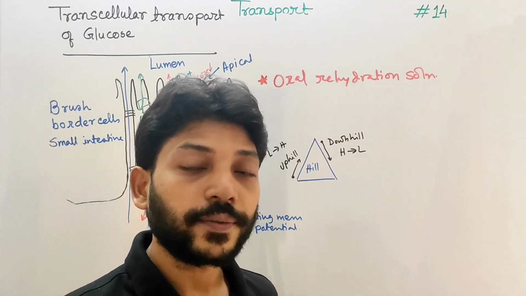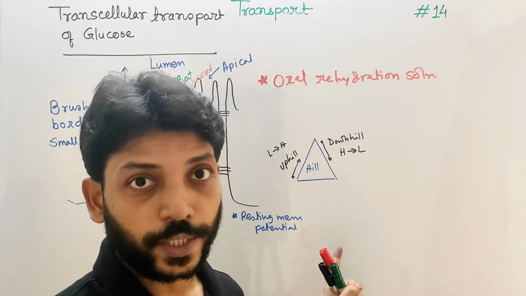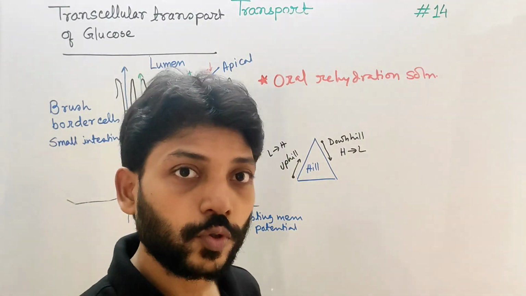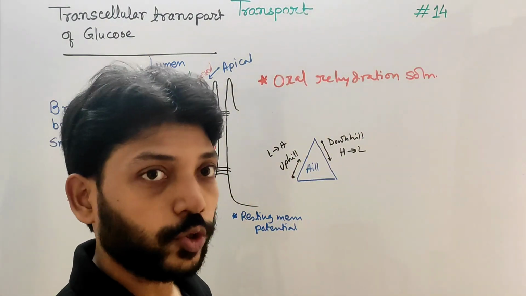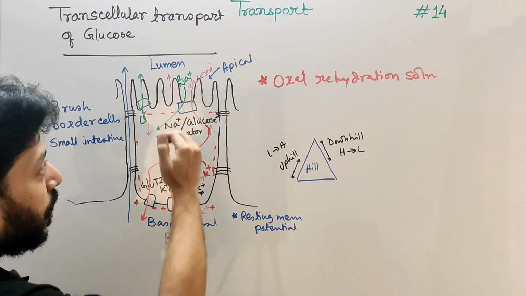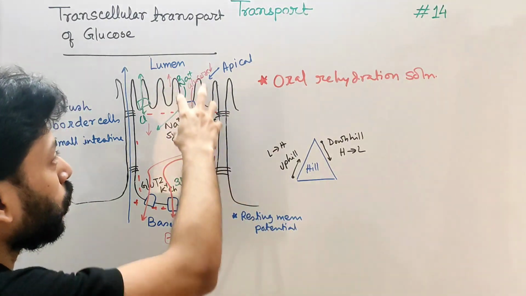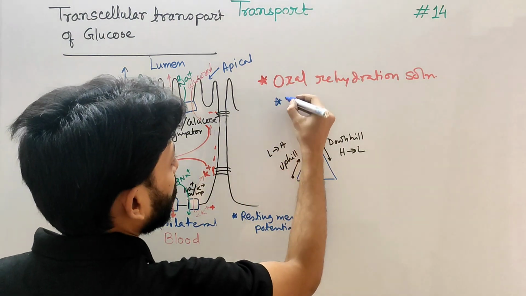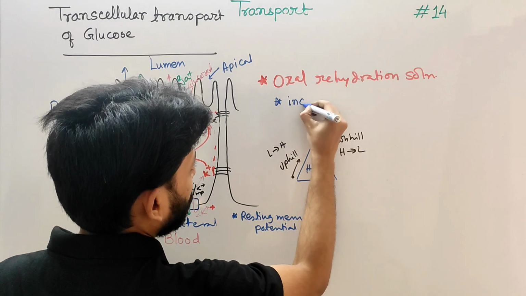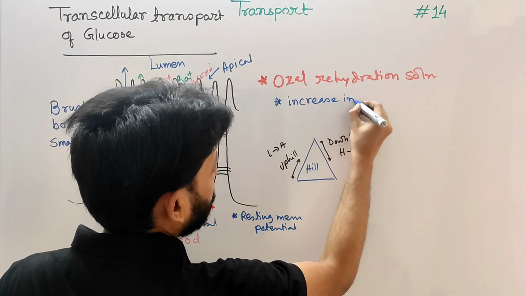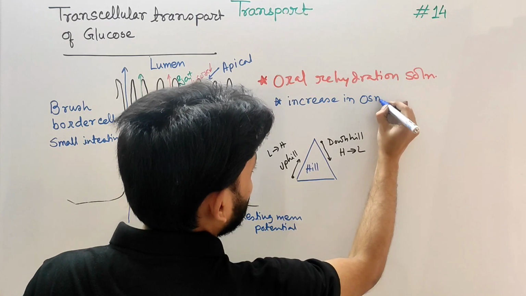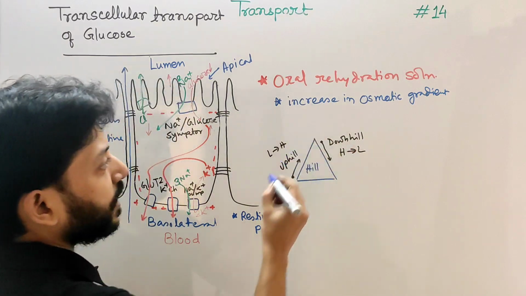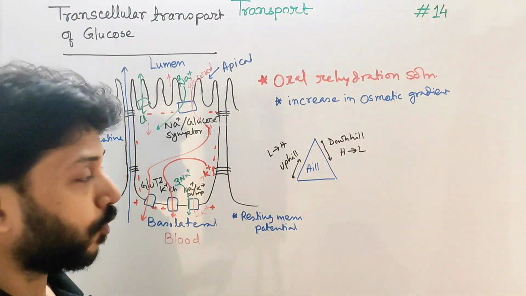Now, just by taking water, it will not solve this problem, because as soon as water is taken into this lumen, water will be excreted out. So scientists developed this oral rehydration solution by observing this phenomenon: if sodium concentration is high, if glucose concentration is high inside these cells, then one thing occurs, that is called the increase in osmotic gradient. This is called transepithelial increase in osmotic gradient.